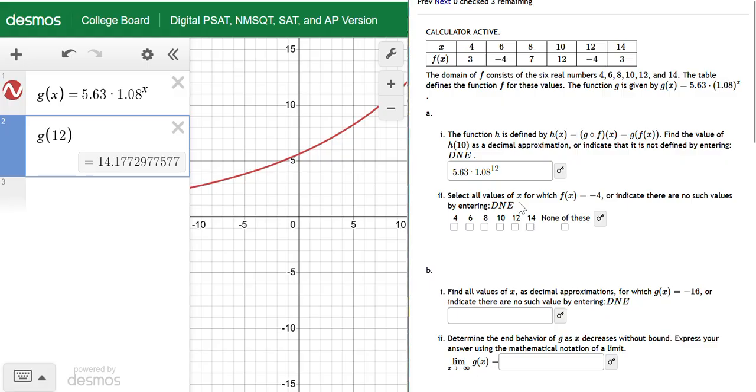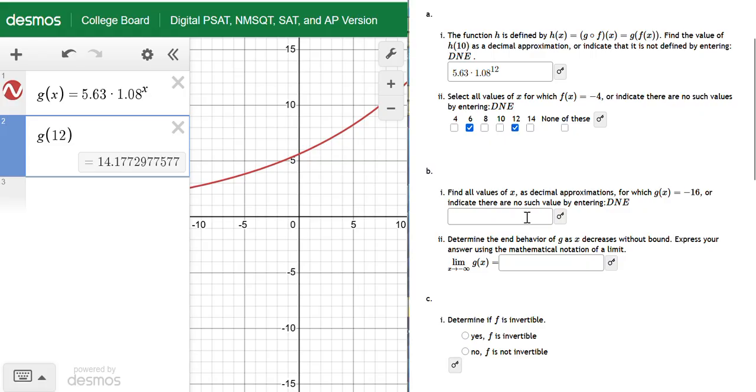Okay, the next question asks to look at this table again, since it's referring to function f, and it wants all values for which f of x is equal to -4. So notice there's two repeated values, 6 and 12. So 6 and 12 would be our solutions.